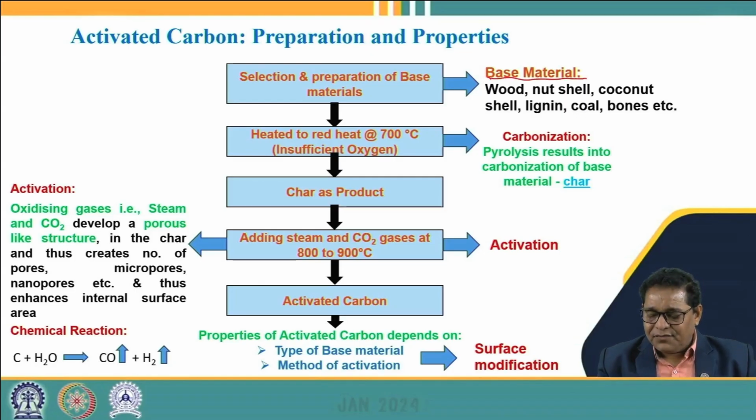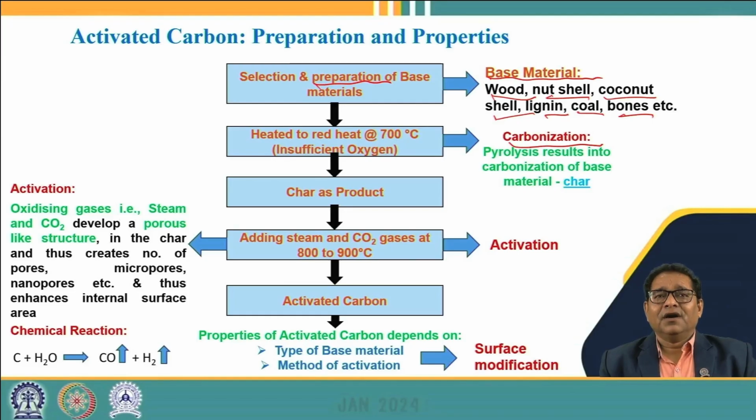So let us talk about the different processes. First of all, we have to select a base material. The base material could be wood, nut shell, coconut shell material, lignin, coal, bones, or any carbon containing material. Then preparation of the base material is also important, because it contains various types of impurities which we need to clean out before it goes for carbonization, which is the second step in production of this activated carbon.